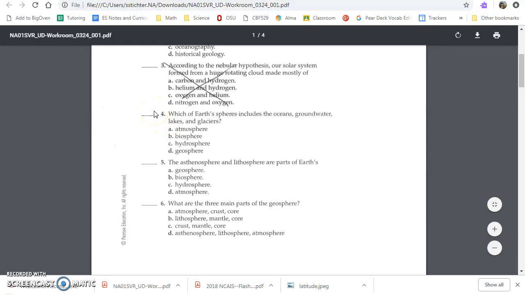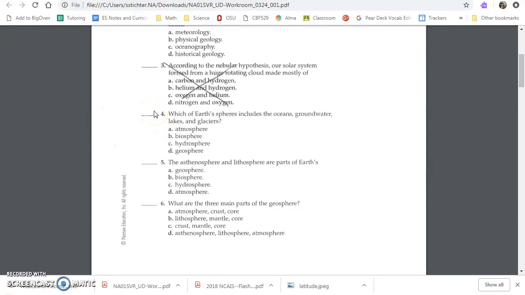Number 4. Which of Earth's spheres includes the oceans, groundwater, lakes, and glaciers? Atmosphere, biosphere, hydrosphere, geosphere.